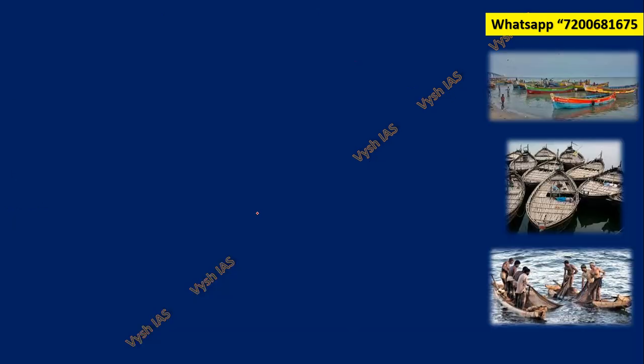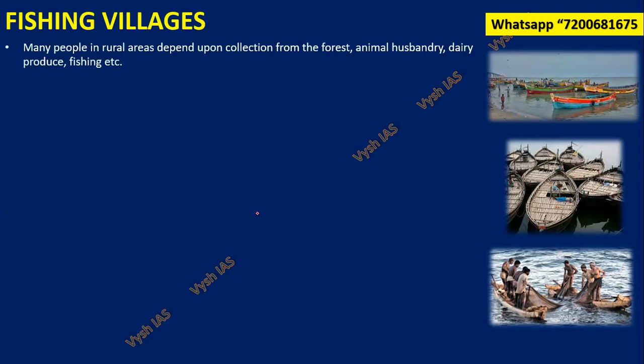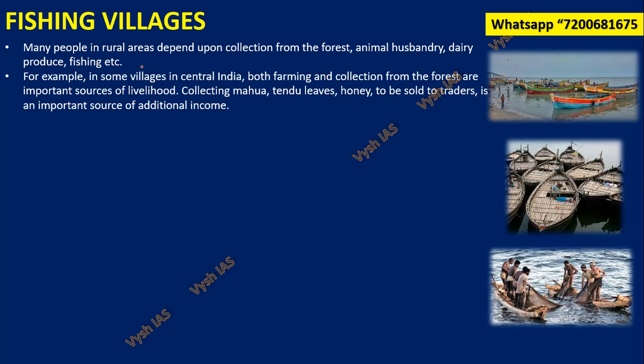Now next is the fishing thing. Okay, that will happen where? Only in coastal cities. But if it's not coastal cities, if it is somewhere in other places, it can be other kinds of jobs. Okay, for example, in central India and all, farming and collection from the forest are the important sources of livelihood. Like you take Chhattisgarh, Jharkhand, Madhya Pradesh, everywhere. So they collect mahua, tendu leaves, honey, all these things, and they sell to traders, and that is how they get the traditional income other than farming. Okay, but they don't have coastal access, so they cannot do fishing.